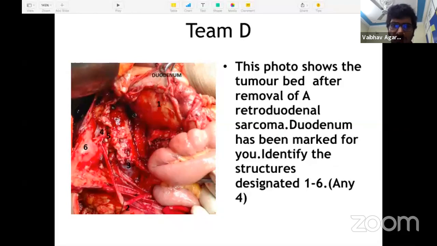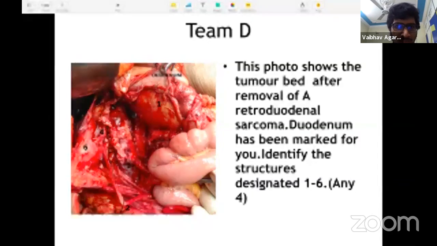This patient underwent the removal of a tumor from the retroduodenal area. Duodenum has been marked for you. You have to identify the structures which are marked 1, 2, 3, 4, 5, and 6. You have to identify any 4 of those structures. Sir, the image is not clear.